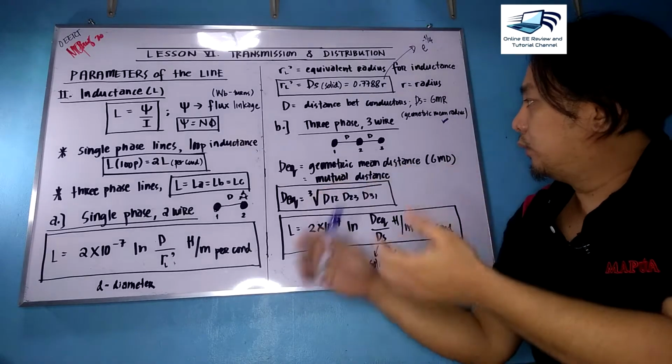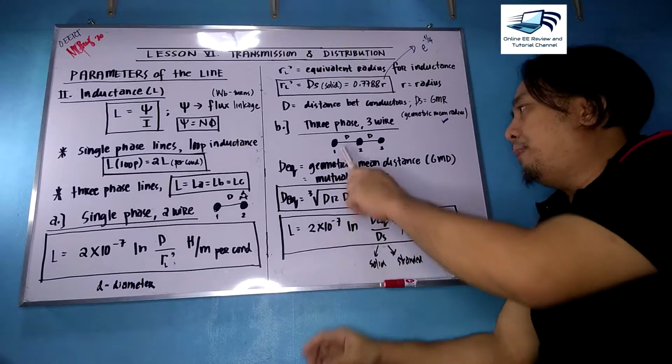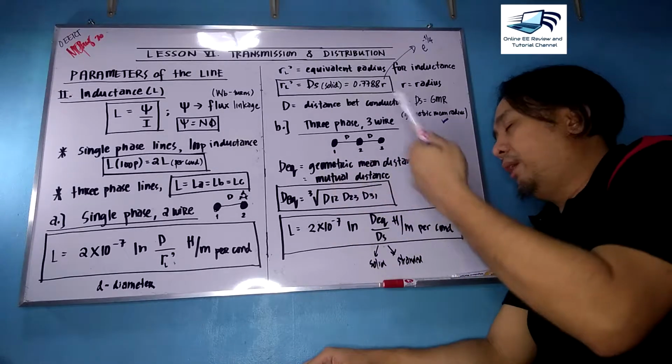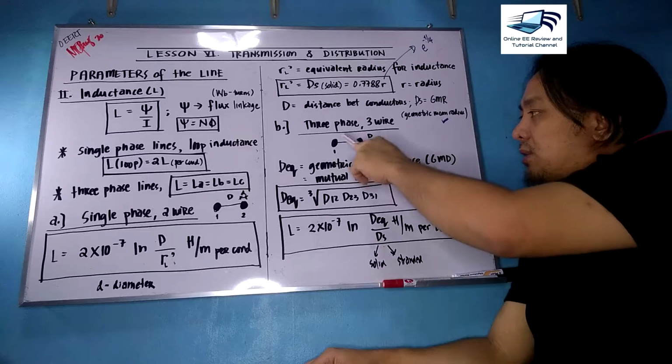Let us move forward to a three-phase, three-wire system. You have three wires here, considering a three-phase source, and then you have distance D here.